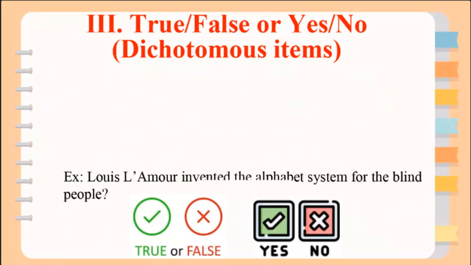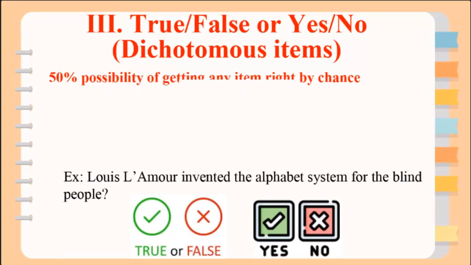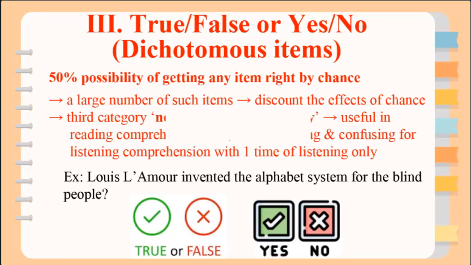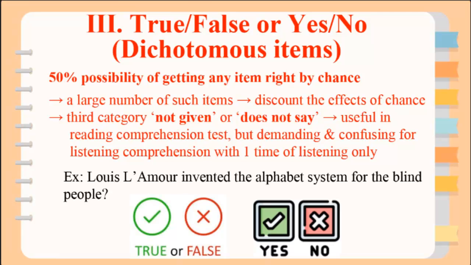For true or false, or yes or no items here, for example, you will ask them: Louis L'Amour invented the alphabet system for the blind people, yes or no? And there are only 50%, two options. So it's easier for the test taker to guess and get it by chance. So to limit this case, you need to add more options for them to choose from. Maybe not given or they don't say, etc.